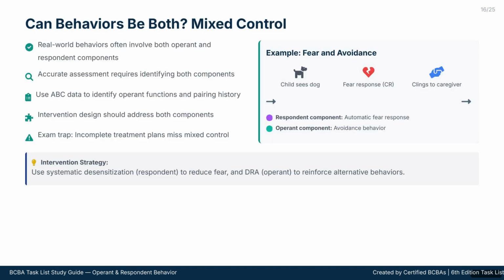Many real-world behaviors involve both operant and respondent components. For example, a child may experience an automatic fear response when seeing a dog. That's respondent. Clinging to a caregiver to escape the situation is operant and negatively reinforced. Accurate assessment requires identifying both components. An effective intervention must address each. Incomplete treatment plans that ignore mixed control are a common exam trap.